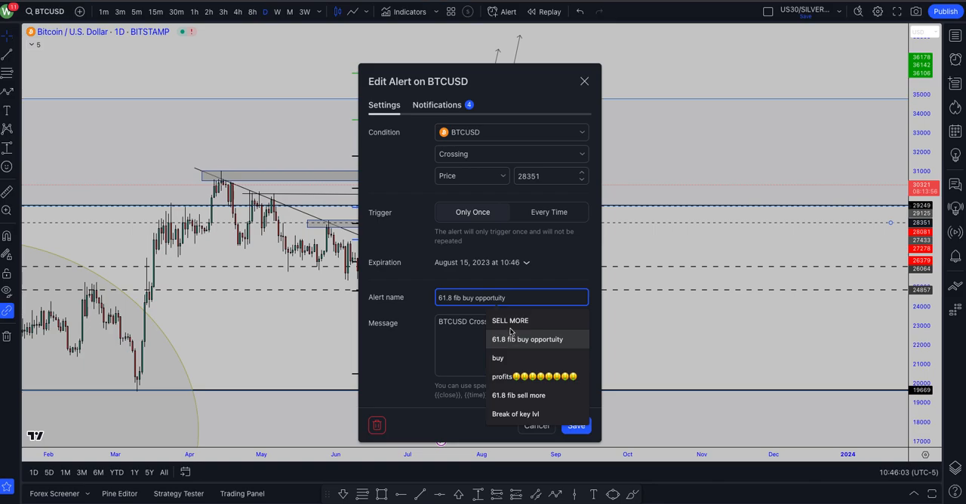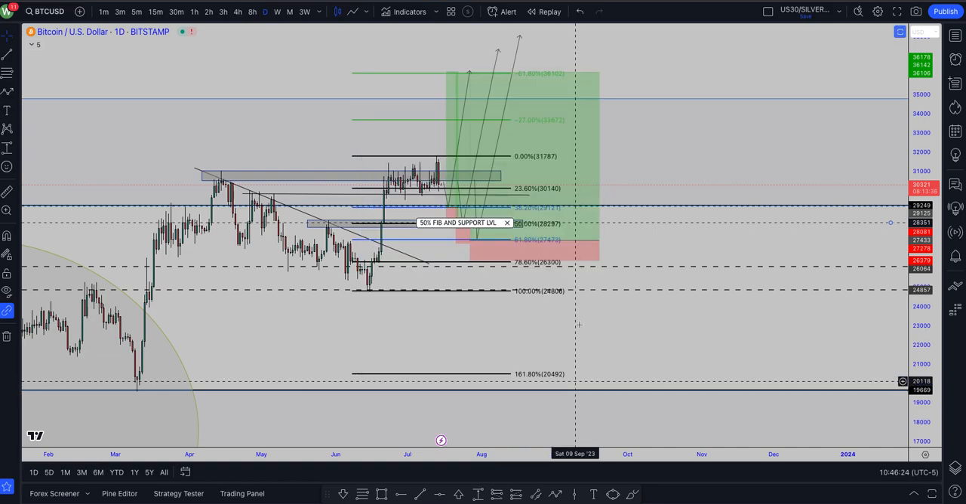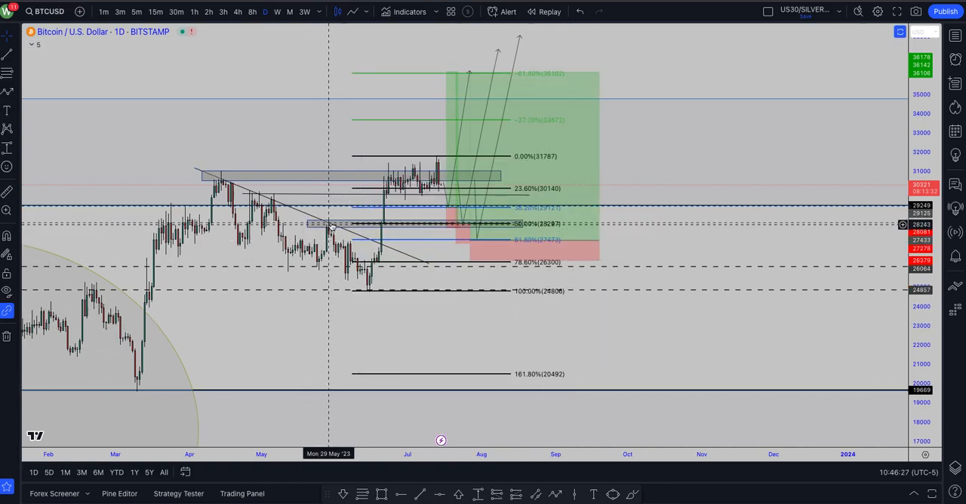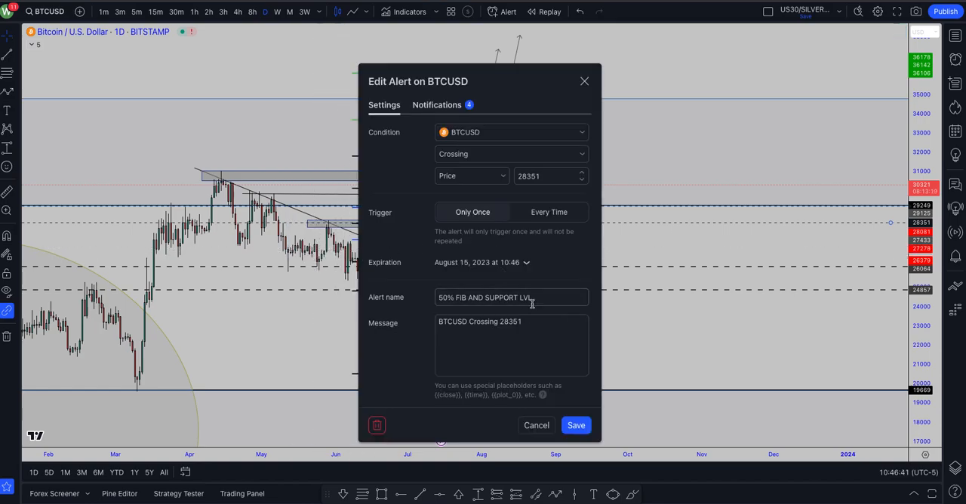So you put BTC 50% fib level and support. So 50% fib and support level, right? Because we know the market found an area of support here. This was resistance, and now found support there, right? So this was actually the breakout, right? So actually I need to put here as the breakout. The market broke out here. I'm waiting on that retest. I can put 50% fib and support level.